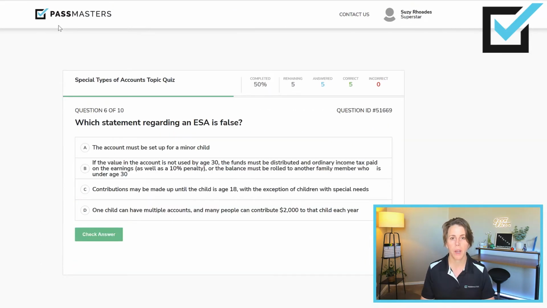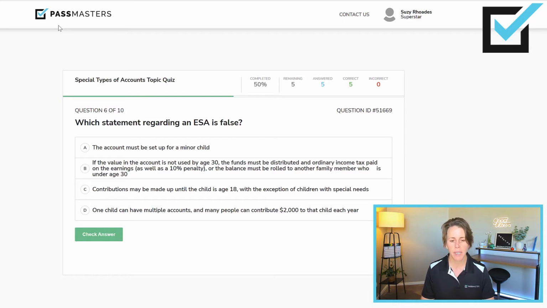Which statement regarding an ESA is false? So we will have 3 true statements and 1 false statement. The account must be set up for a minor child. An educational savings account, yes, under age 18, that is true.